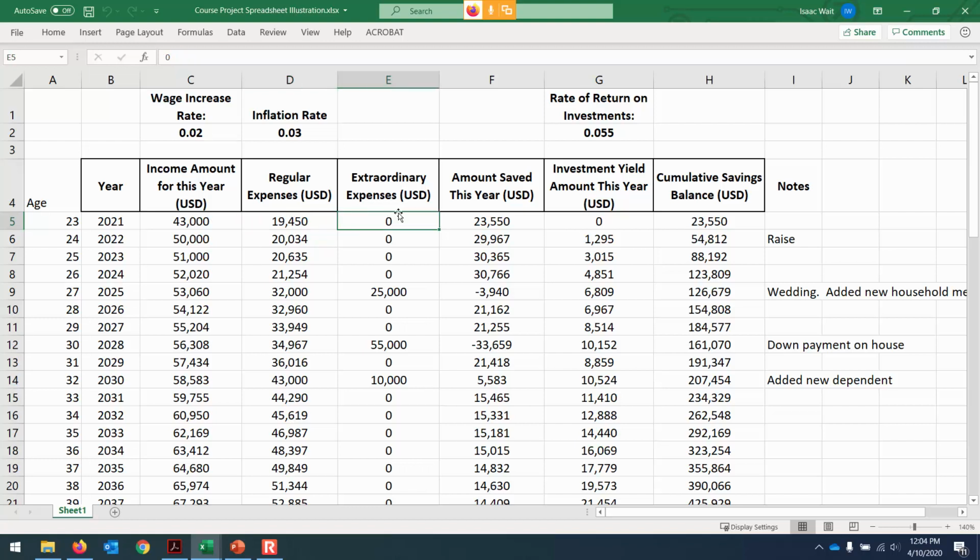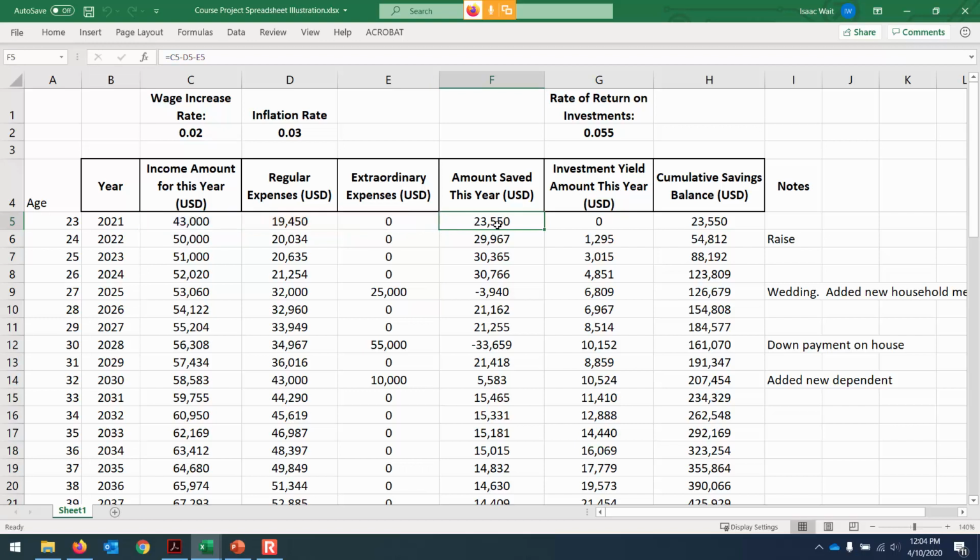The extraordinary expenses are those sorts of things that only come around occasionally, like a big wedding expense or the down payment on a house, or extraordinary hospital expenses having to do with a kid being born or sending a child to school, that sort of thing. So then the amount you can save in any year is the difference between the income and the expenses. So if this person had $19,000 worth of expenses during the first year and $43,000 worth of income, then the potential savings is the difference between the two.